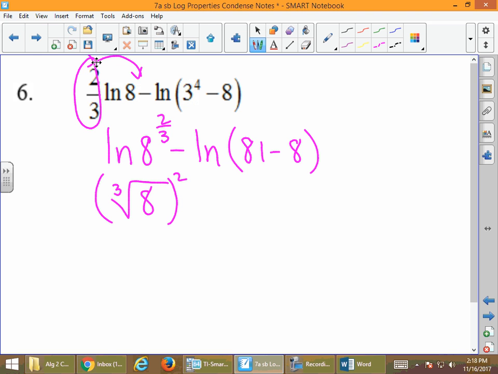Well, the cubed root of 8, do you know what the cubed root of 8 is? It's 2. And then we square it. So what we have here is the natural log of 4 when we simplify that.